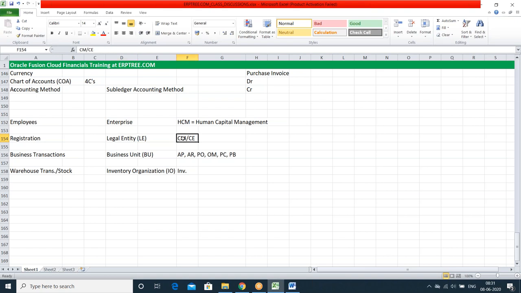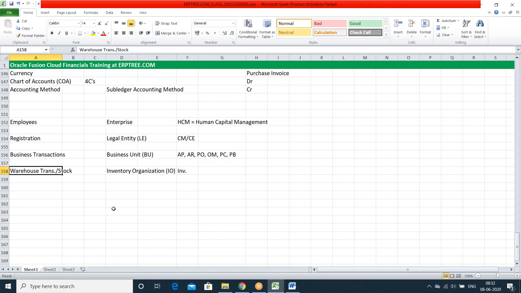The registration information we can maintain in the system with the legal entity concept. What are the bank accounts we are going to create in cash management? Those need to be connected with the legal entity to address who is the owner of those bank accounts. When you say so and so legal entity's owner, it's nothing but the registered entity. To record the business transaction in the system, we use the concept called business unit. With the help of business unit, we can record the transaction in all these applications.